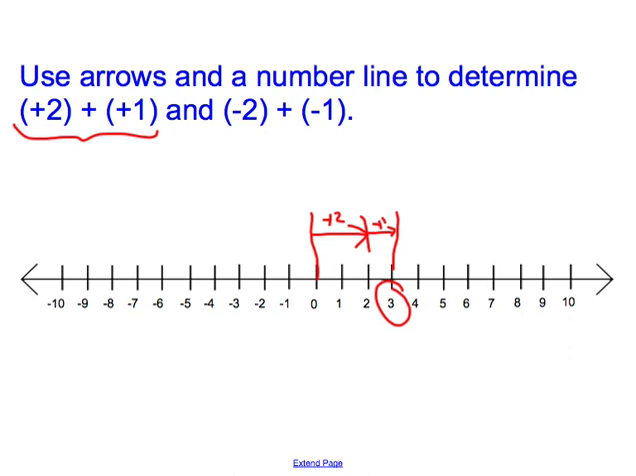Then if we look at the other one, I'm going to draw this below it. Again, starting at 0 each time. -2 tells me to go to the left 2 places. -2. And then the -1 says go to the left again, go left one more time. It'd be -3. And that takes me to -3. So the value for 2 plus 1 is 3. The value of -2 plus -1 is -3.